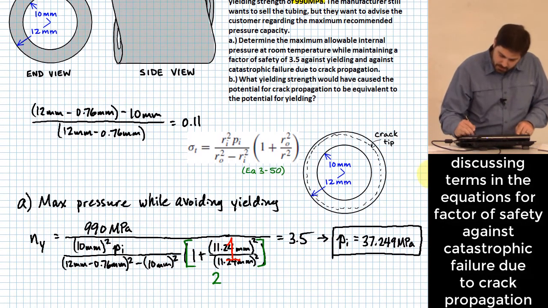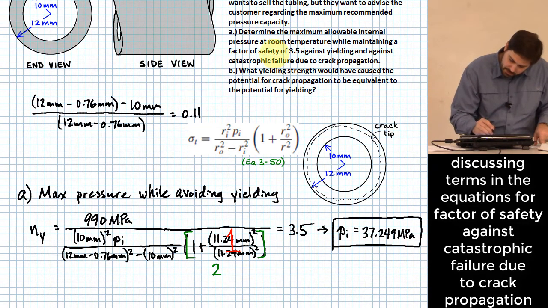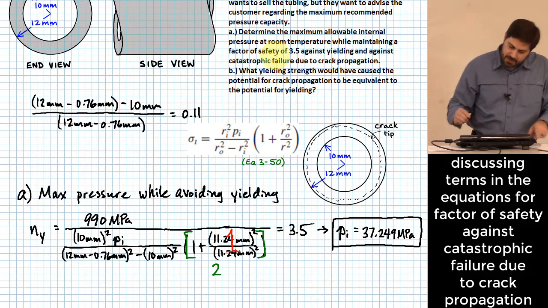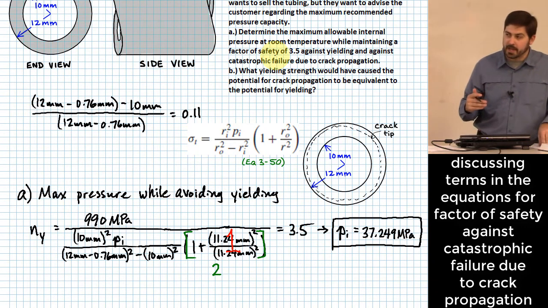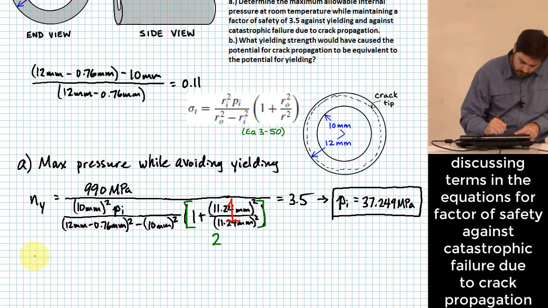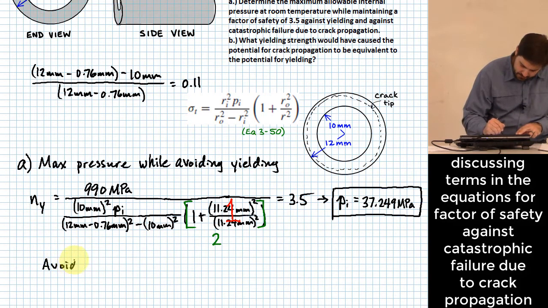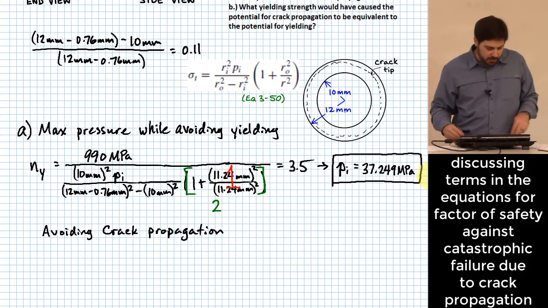Okay, so part two of part A is basically saying maximum allowable internal pressure at room temperature while maintaining a factor of safety of 3.5 against catastrophic failure due to crack propagation. Let me show you the equations that control that. Okay, so we'll say avoiding crack propagation. Okay, it's kind of transitioning into our next problem here. This is the basic equation.